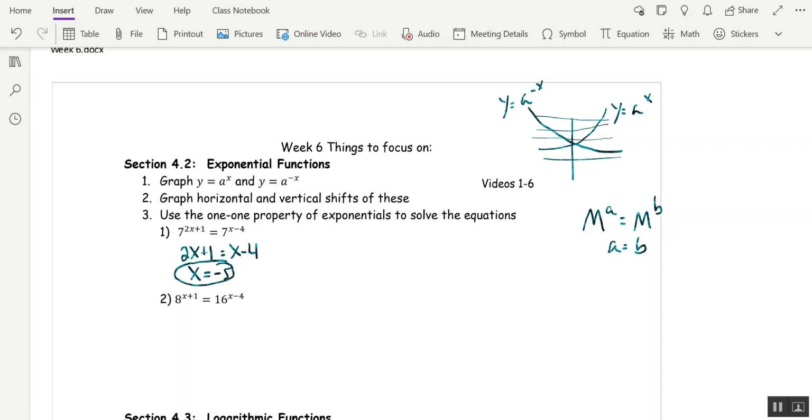Okay, the next one's a little more involved. We don't have the same base: 8 on one side, 16 on the other. But what 8 and 16 have in common is they are both powers of 2. So 8 is 2 cubed, and 16 is 2 to the 4th.